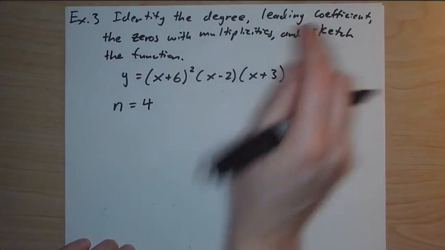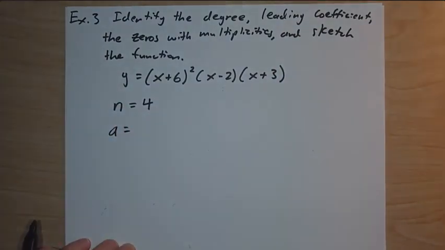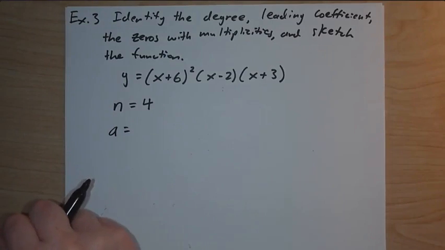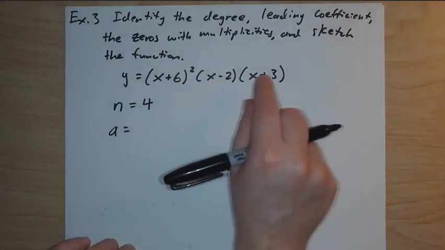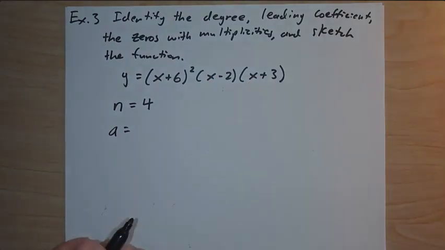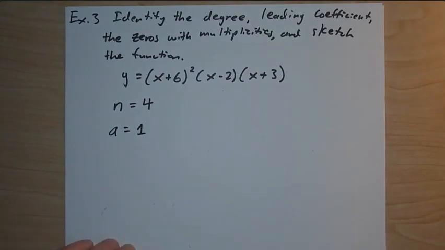Next, we want to find our leading coefficient a. This is going to be the number in front of our very first term, that x to the 4th power term. So again, if we multiplied it out, we have positive x times positive x times positive x times positive x. So the number in front of our very first term is just going to be positive 1.